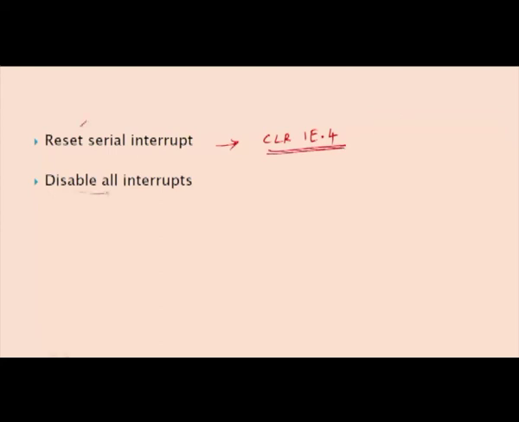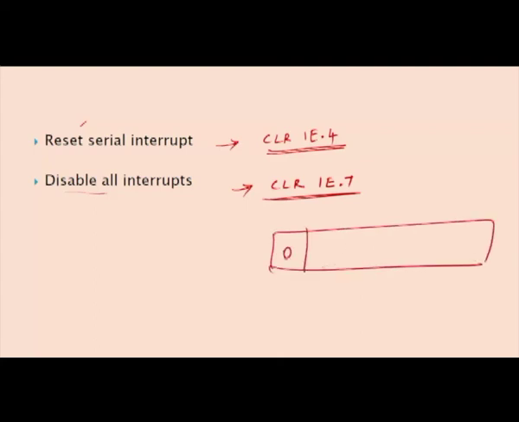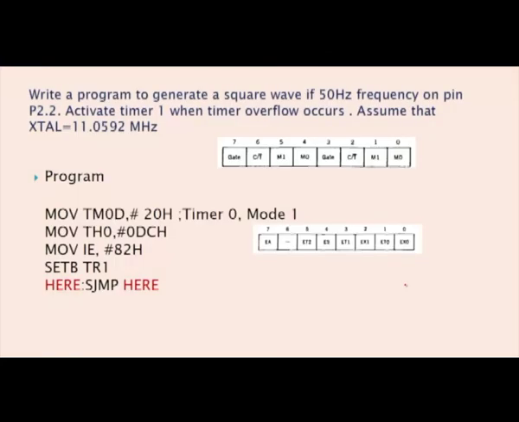Suppose you want to deactivate or disable all the interrupts, what kind of instruction will you use? Yes, CLR, the special function register interrupt enable dot the corresponding bit position. Among the 8 bits, the last bit is 0. If it is 0, automatically all the interrupts will be disabled. So, these are the ways we use to disable the interrupts.